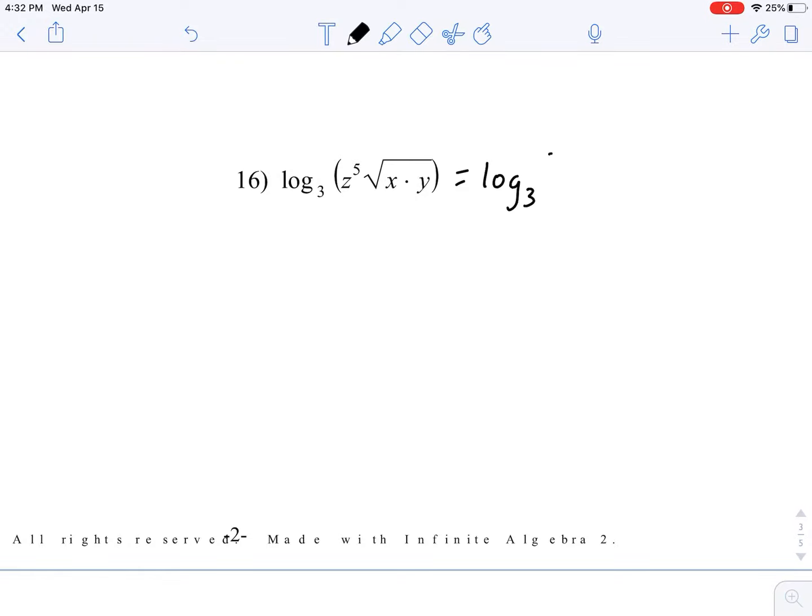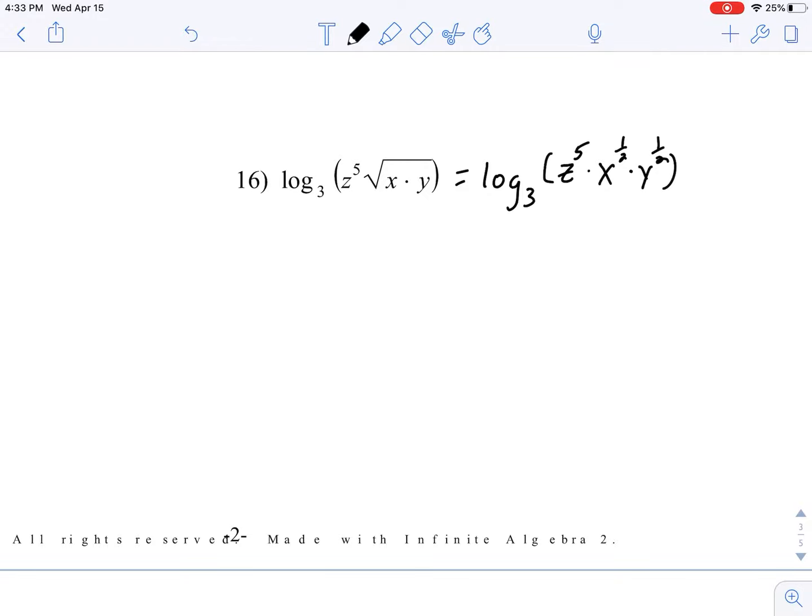I am just going to rewrite the problem, because as we've studied a few times now, a square root is the same thing as a 1/2 power. Just like a cube root is a 1/3 power, a fourth root is a 1/4 power. So square root of xy is going to be x to the 1/2, y to the 1/2. They both get half powers since they're both underneath that square root bar. Now from here I can start using the properties.